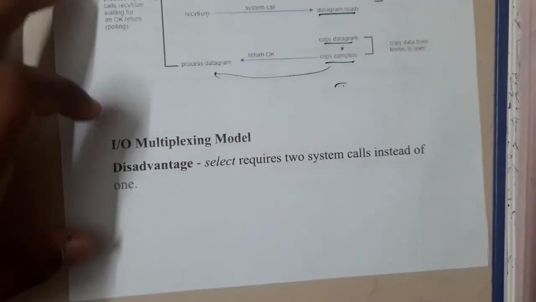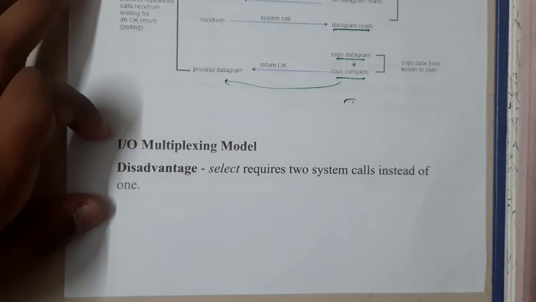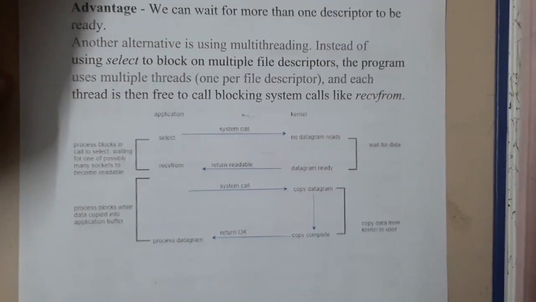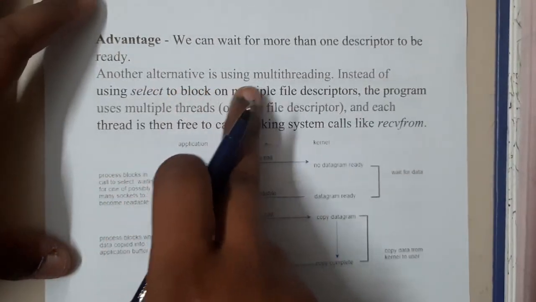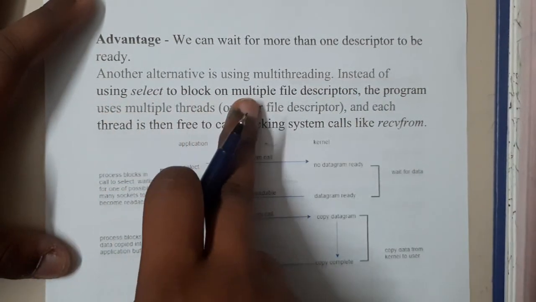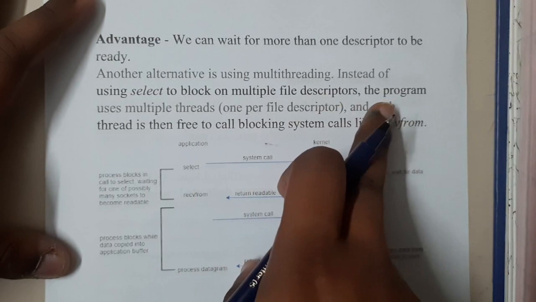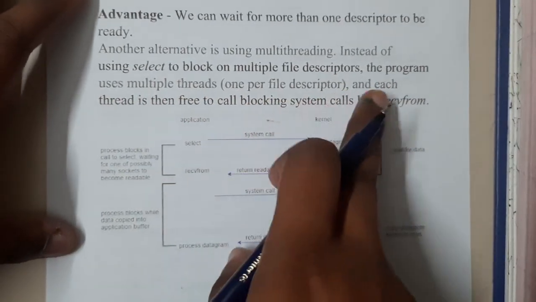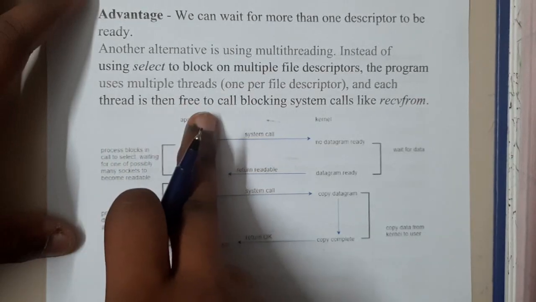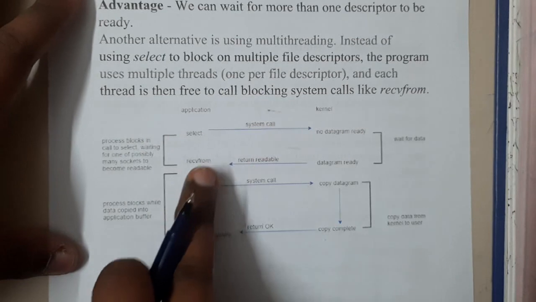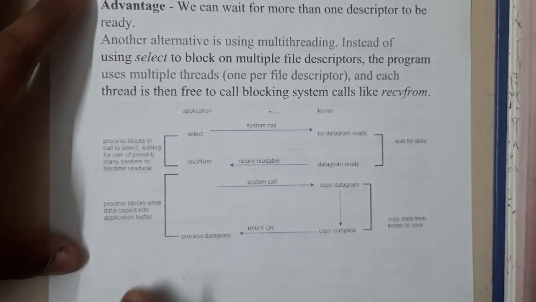Now let us go through the input output multiplexing model. An alternative method is using multi-threading instead of using select to block on multiple file descriptors. The program uses multiple threads, one per file descriptor, and each thread is free to call blocking system calls like receive from. Basically, here you will be requesting, guys.